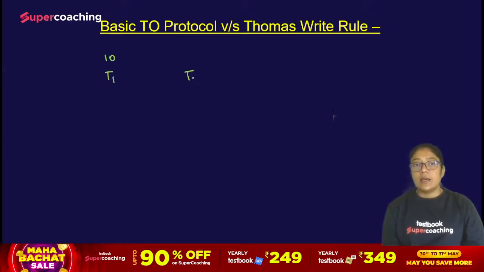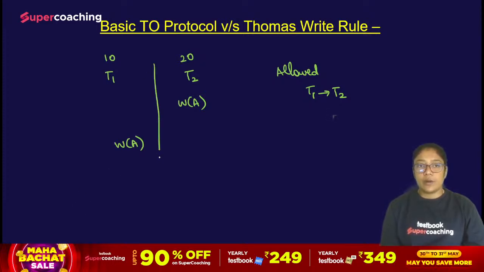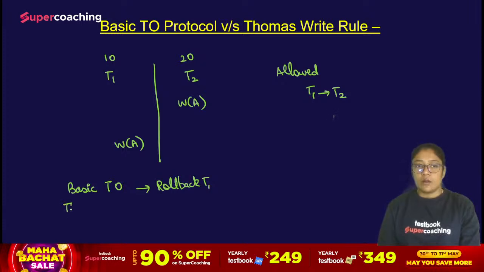Let me write here clearly T1 and T2. The allowed pair is, allowed sequence, T1 to T2, because T1 is the older transaction. But according to basic timestamp ordering protocol, T1 will be rolled back. And according to Thomas write timestamp ordering protocol, here we will ignore the operation and continue with the transaction.